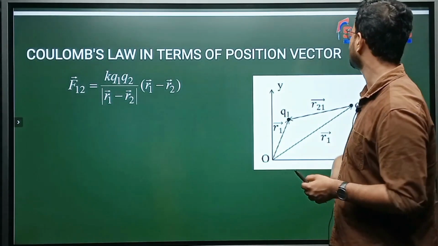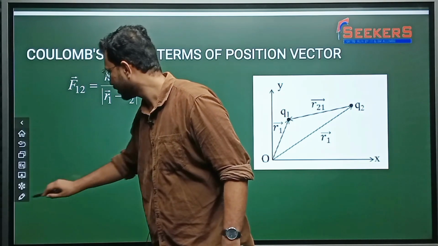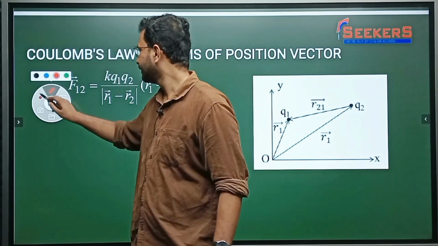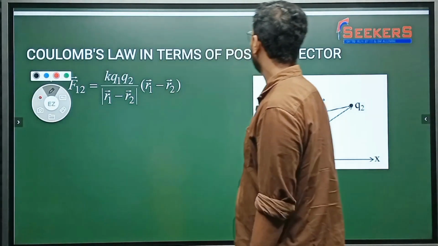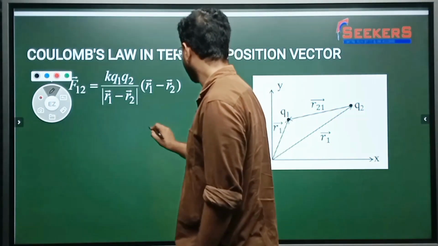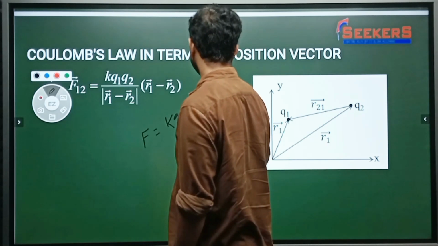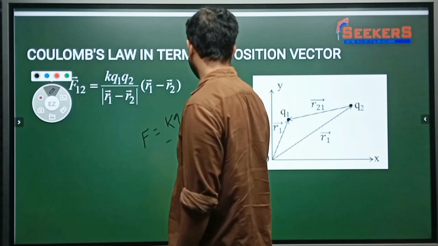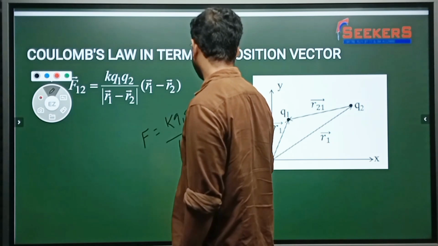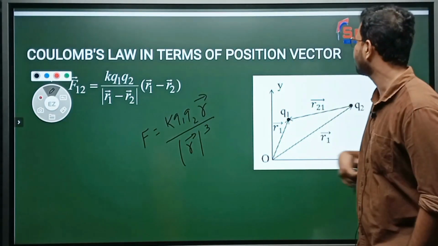Coulomb's law in terms of position vector. Very important. Most students have confusion in this topic. Coulomb's law in vector form. If you see here, it's written as F is equal to K Q1 Q2, and we can also write it as R vector divided by magnitude of R whole cube.